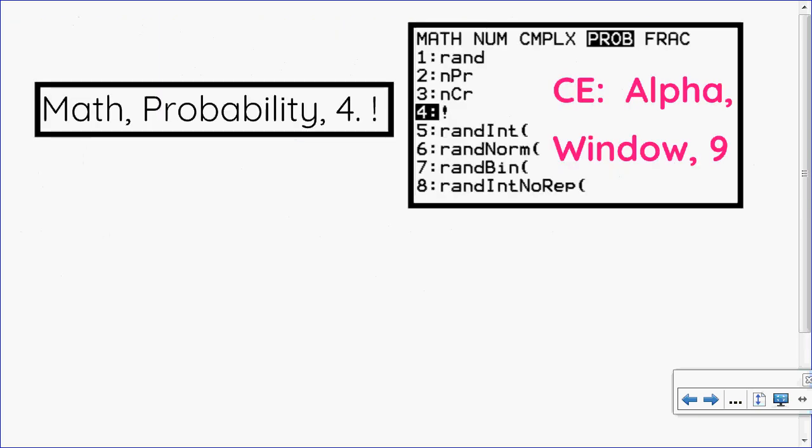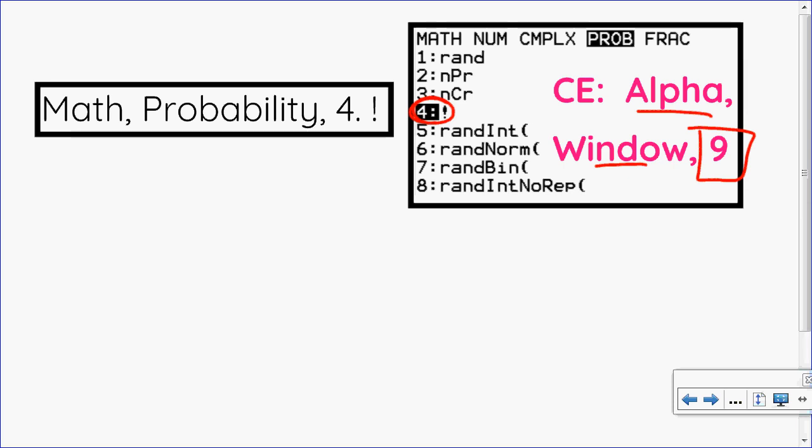So let's look at where we find that factorial on your calculator. On your calculator, if you hit your math button, go over to probability. Option number 4 is the factorial. Now on the color calculators, the CE calculators, you have a shortcut. You can just enter in alpha window and it will be option number 9. That's where the factorial button on your calculator is.